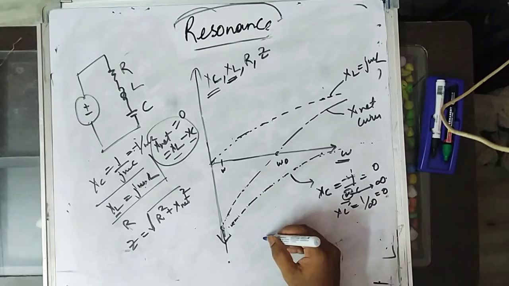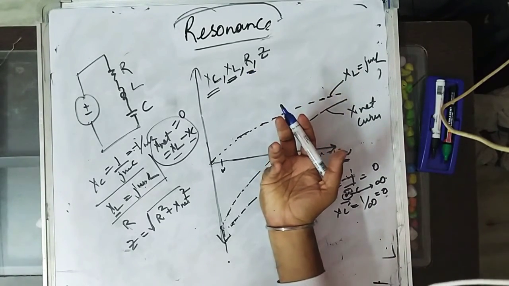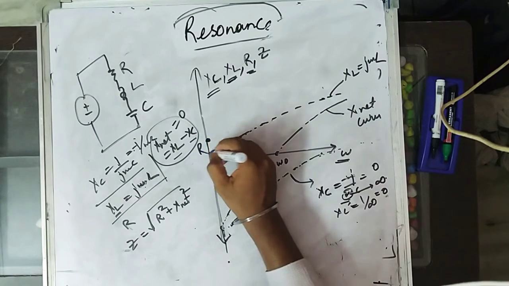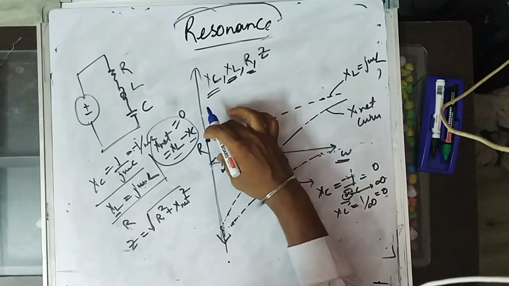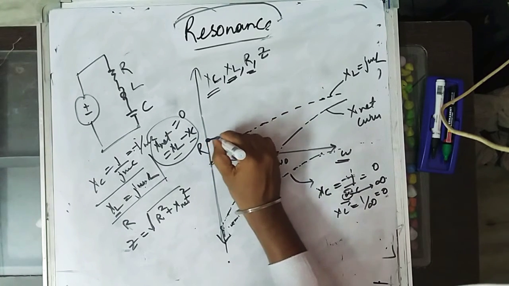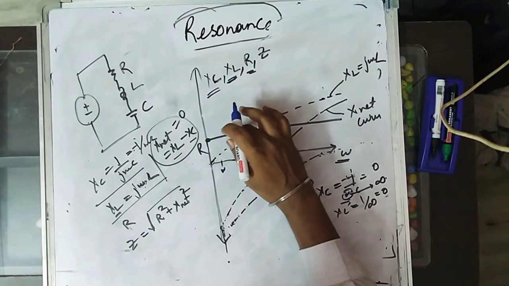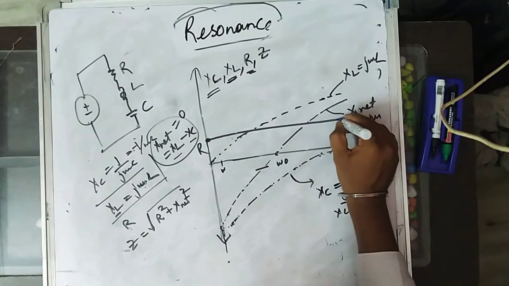Now R is not depending on frequency, so you can keep R at a constant point. We take the maximum positive value and draw a straight line, because there is no variation of resistance with varying frequency. You will draw this characteristic.